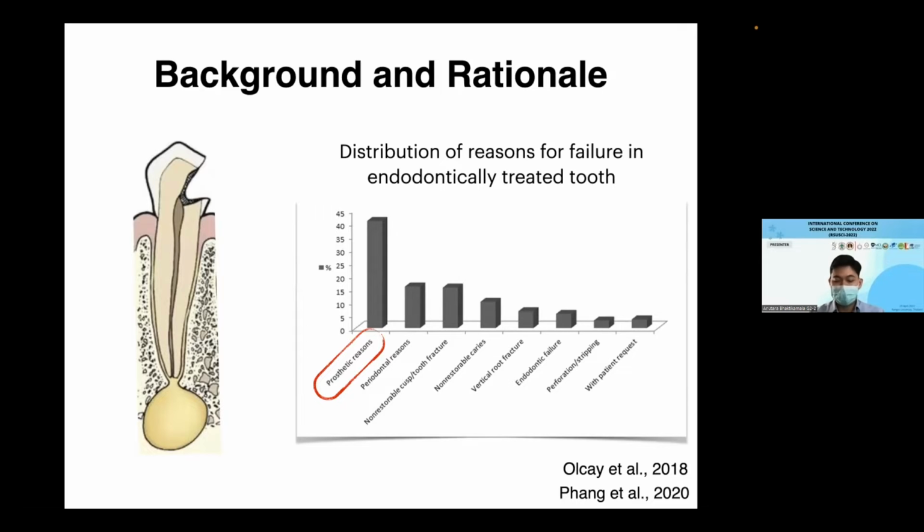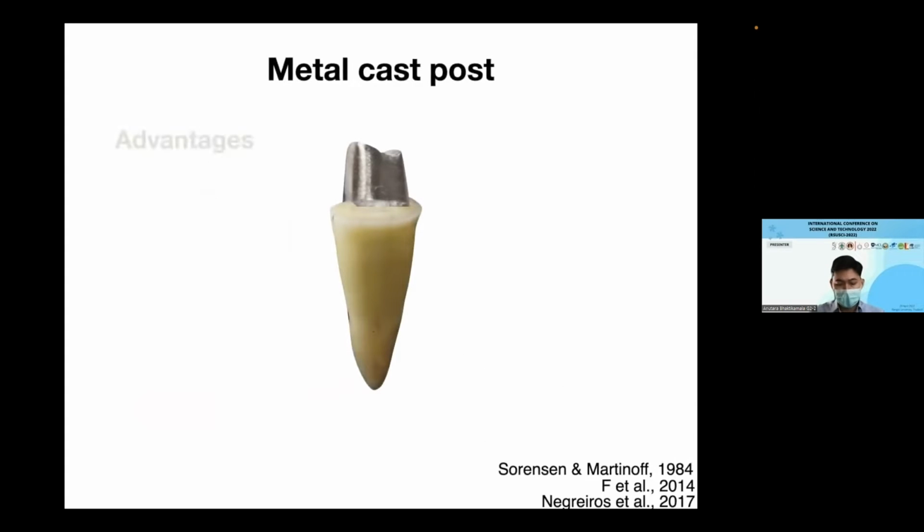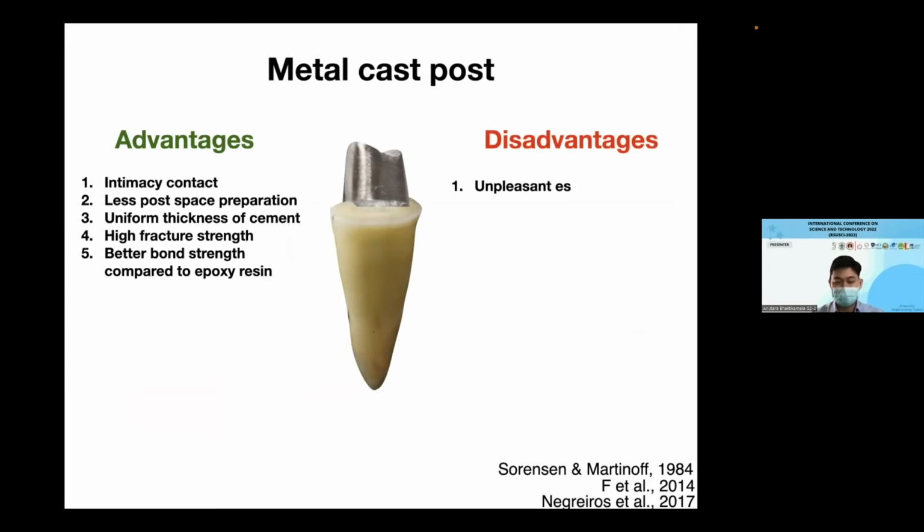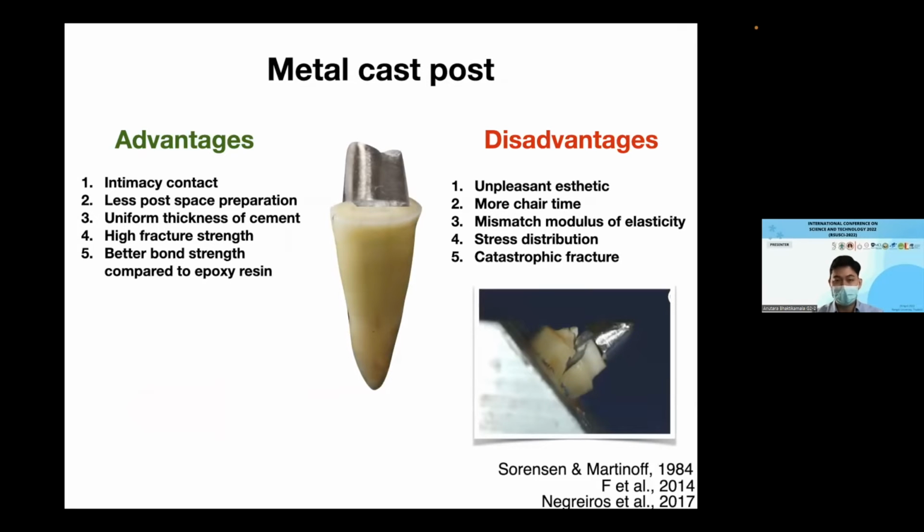Several studies found that the prosthetic aspect is the most common cause of ETT failure. When ETT presents substantial loss of tooth structure, post and core are typically required to provide resistance and retention for the definitive restoration. Numerous post materials, fabrication techniques, and post systems have been proposed to compensate for the lost tooth structure. In the past, the metal cast post was the widely accepted technique to provide adequate retention for the restoration in the tooth with insufficient remaining structure.